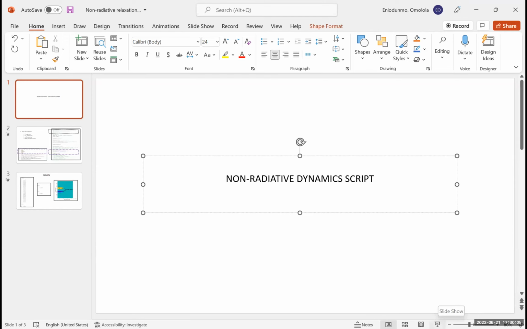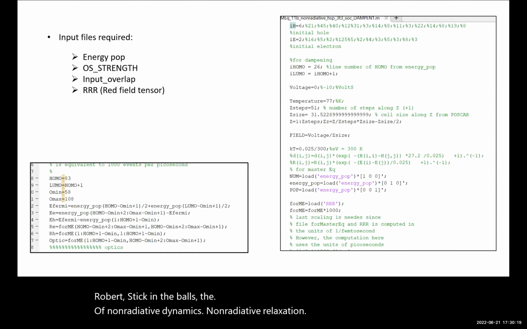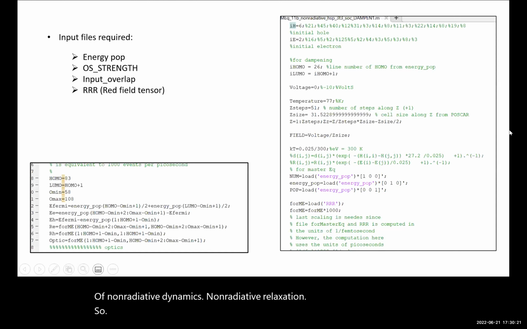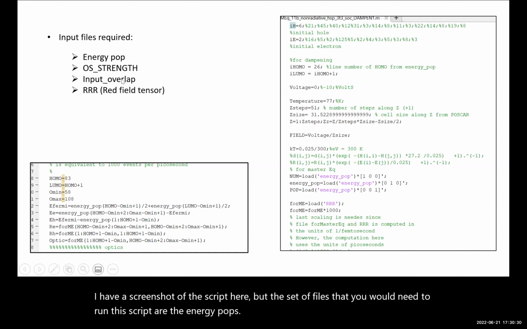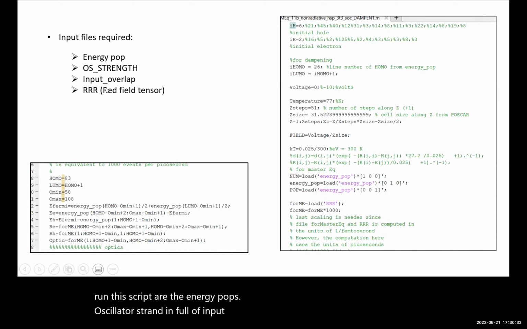Okay, so I will be speaking about the non-radiative dynamics, non-radiative relaxation. I have a screenshot of the script here, but the set of files that you will need to run this script are the energy pop, oscillator strength, input overlap, and then your RRR file that you generated from the previous step.